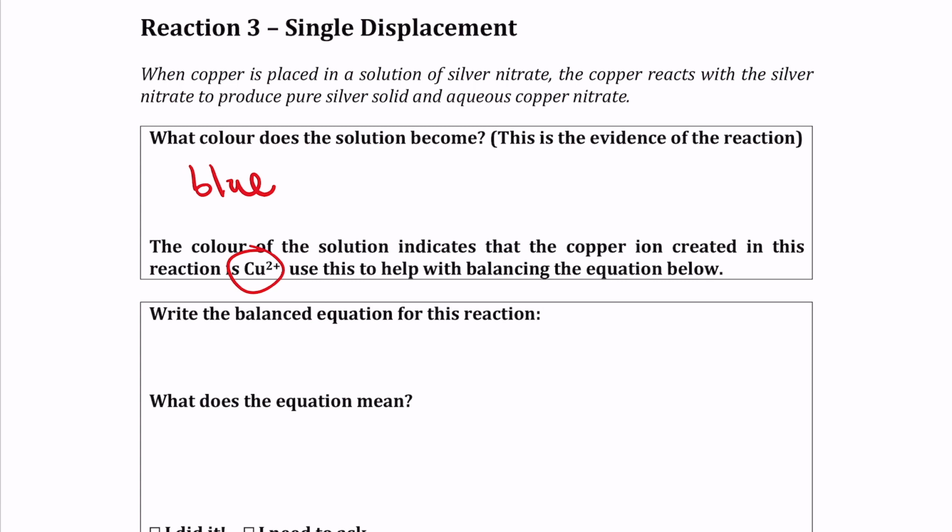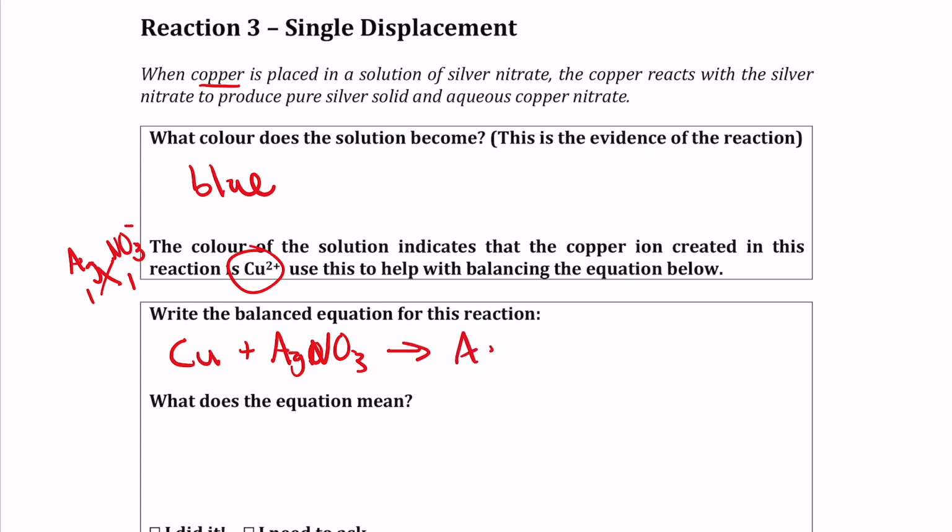So it says when copper is placed in a solution of silver nitrate. So we have copper, again, copper metal, like the magnesium is just copper, plus a solution of silver nitrate. And so silver nitrate, if we want to crisscross that, we know nitrate is a -1, so it needs 1 electron. Silver gives away 1, and so we get just AgNO3. And that's going to produce pure silver solid and aqueous copper nitrate.